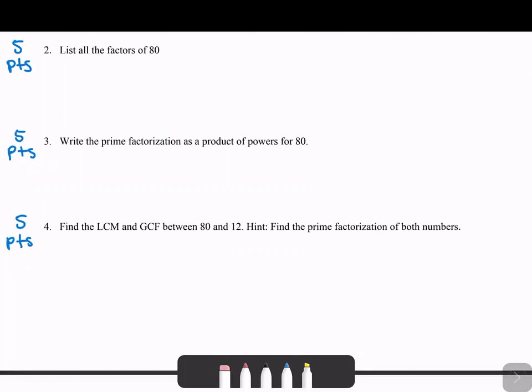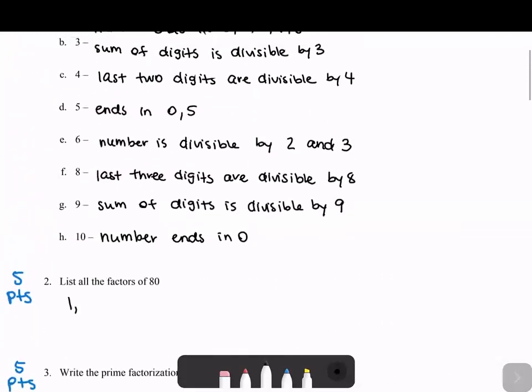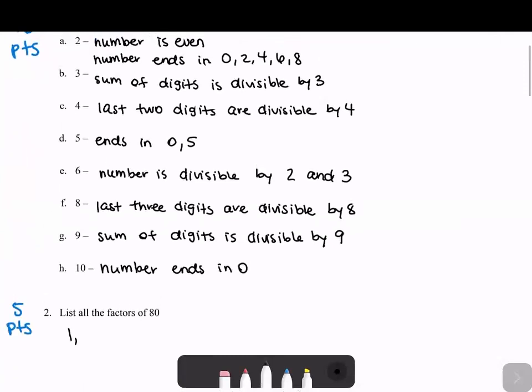So we want to list all the factors of 80. So people can kind of do this in different ways. So the way that I'm going to list them out right now is we always know that 1 is a factor of every number. But if we use our divisibility rules, we see that 80 ends in a 0, so it's divisible by 2. The sum of the digits of 80 is 8, which is not divisible by 3, so 3 is not a factor of 80.